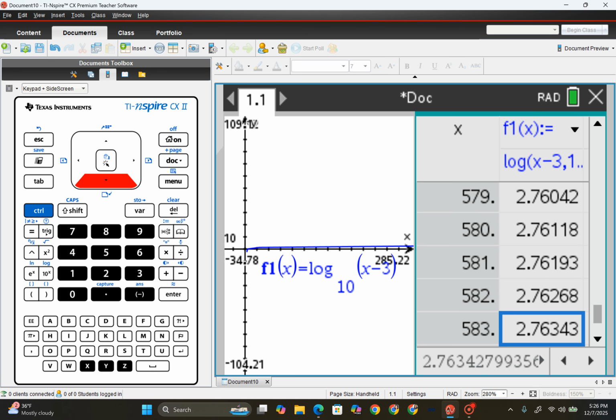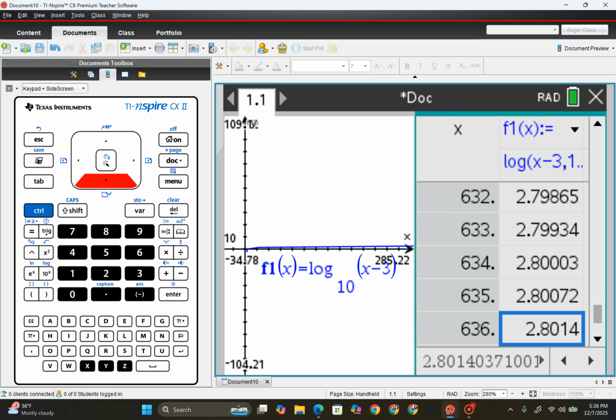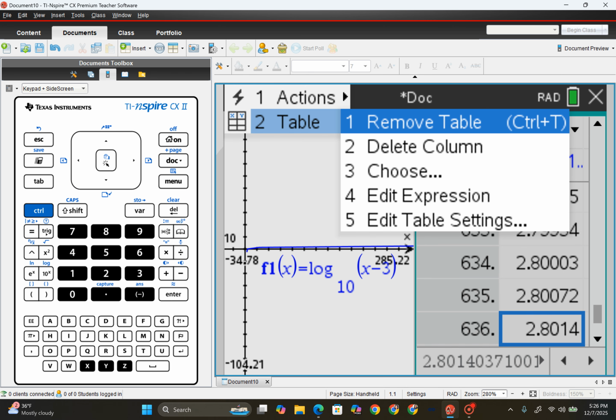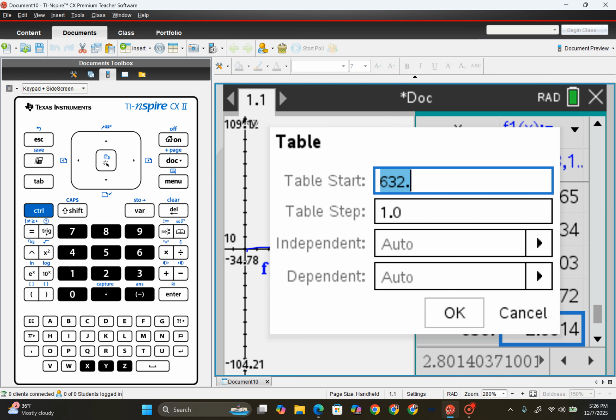There's a shorter way to do this. Can I just do this and change this? No. Let me hit menu, table, edit table settings. Okay, cool. So let's do our table step. Let's start it at like 6,000, and let's go by tens.